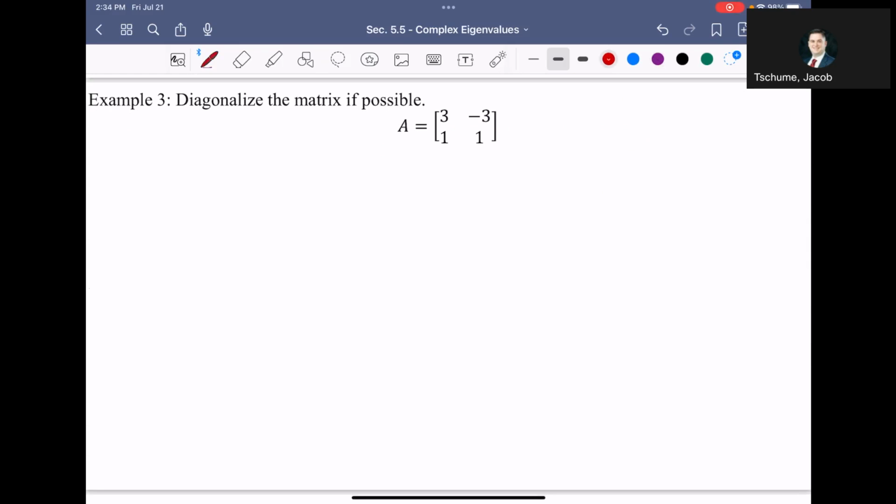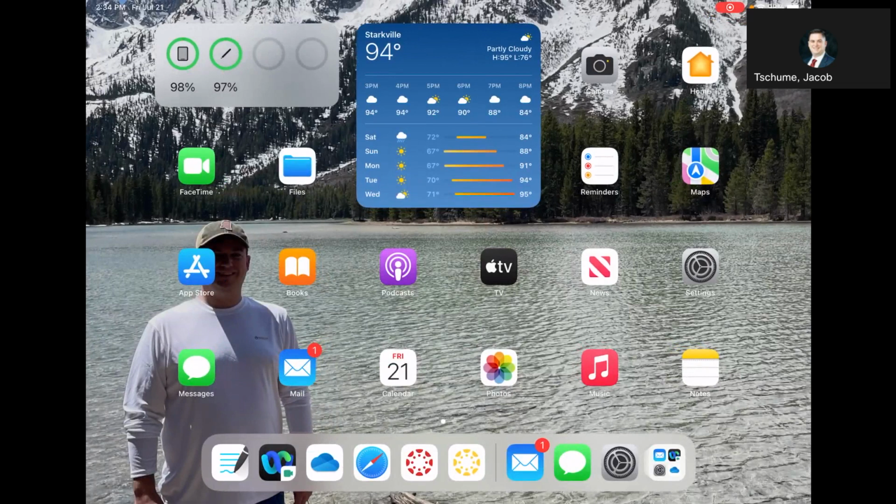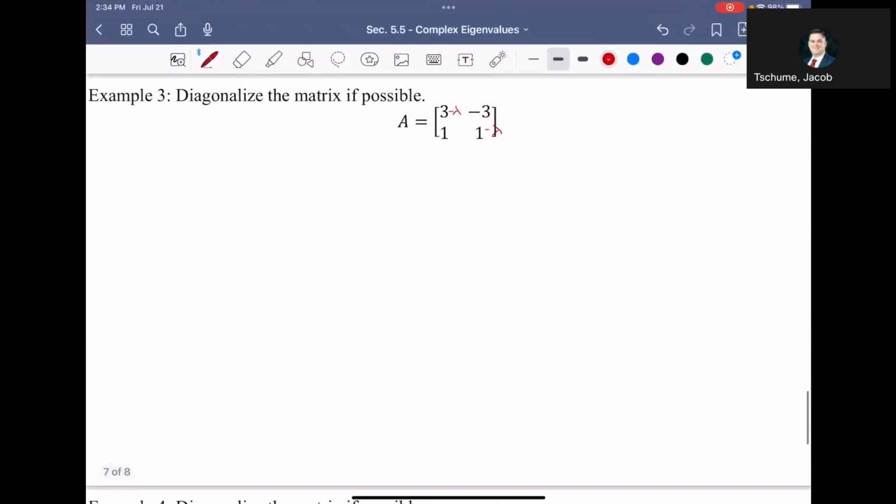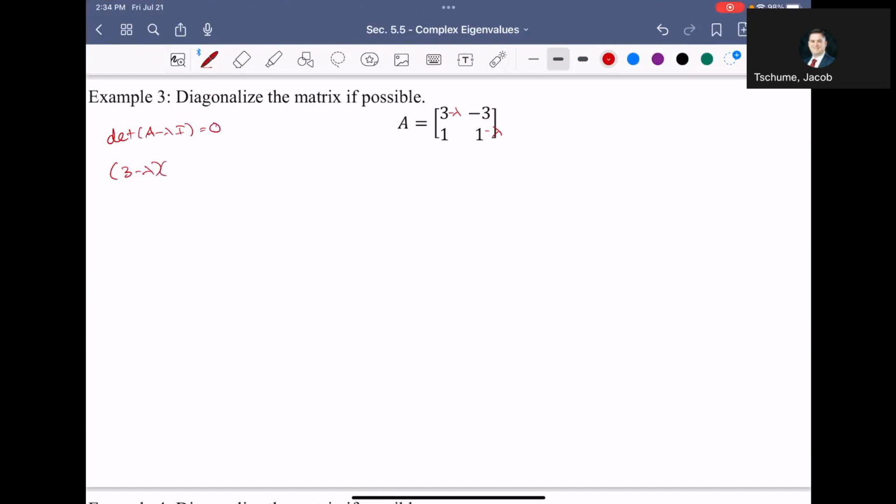So we need to find lambda before we can do anything else. Just like the first two problems, I'm going to subtract lambda. Sorry about that. I accidentally closed the app. All right. So we are going to subtract lambda from the main diagonal. We're going to find the determinant of A minus lambda I and set that equal to 0. So that will become 3 minus lambda times 1 minus lambda minus 3 times -3 times 1, which is -3, and set that equal to 0.